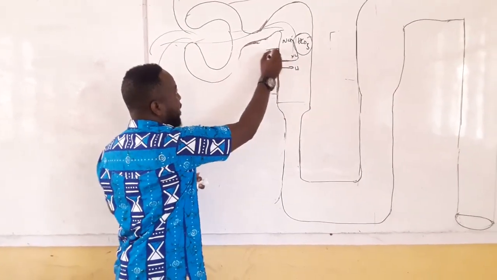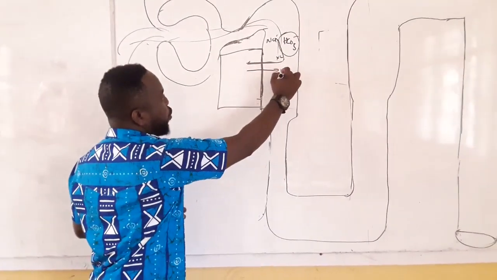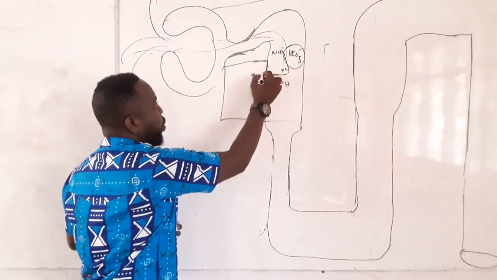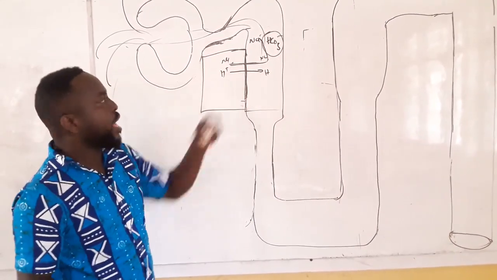I am just extending the diagram. Over here, we have the sodium hydrogen pump, where sodium is constantly thrown into the cell in exchange for what? Hydrogen. So the hydrogen comes out.